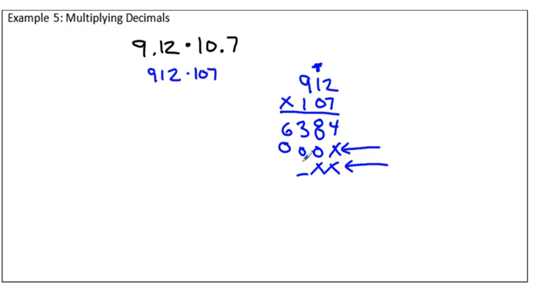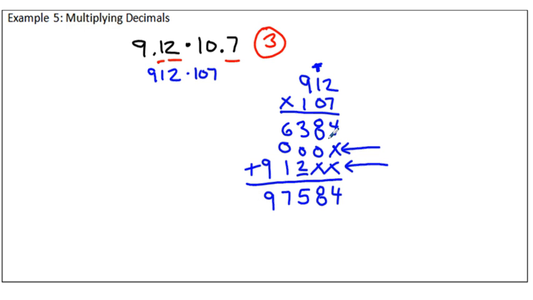1 times 2 is 2. 1 times 1 is 1. 1 times 9 is 9. Let's add it up. 4, 8, 3 plus 2 is 5, 6 plus 1 is 7. Bring down the 9. Now let's go back, and we have 1, 2, 3 jumps total for our decimal point, and going in from the right, we have 1, 2, 3 jumps. So my final answer is 97.584.